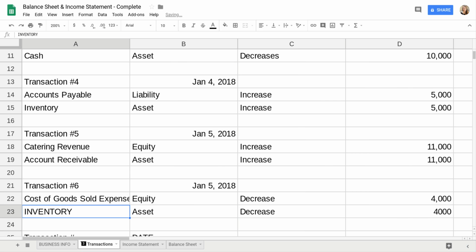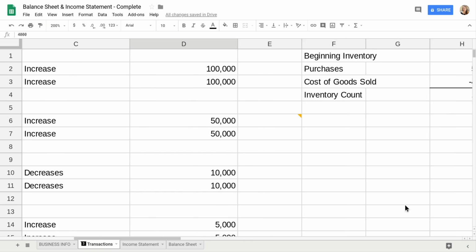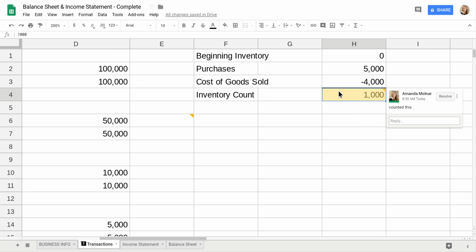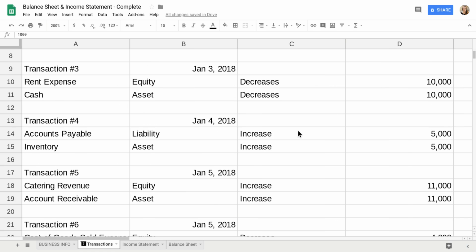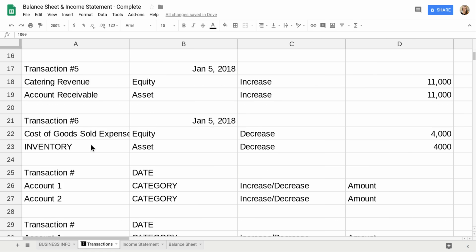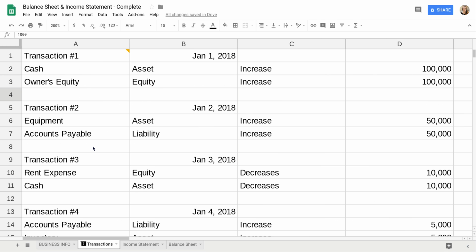And now you'll notice we had up here, if I look at inventory, we had $5,000 in inventory. We've taken out $4,000 in inventory, which leaves us with our inventory count amount of 1,000. 5 minus 4 is 1. Excellent. I'm going to stop there for this example just so we can do it really simply.